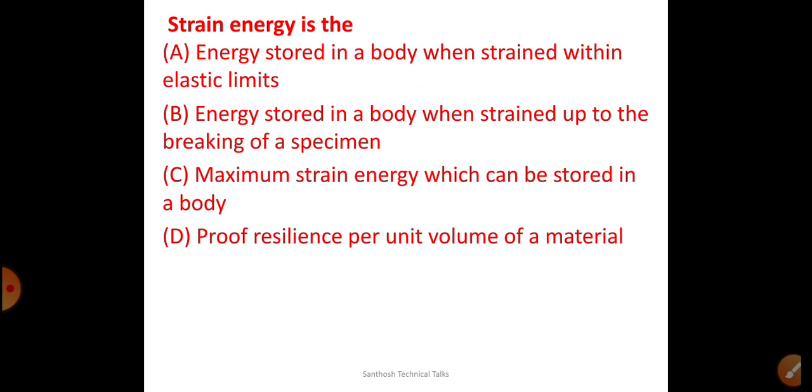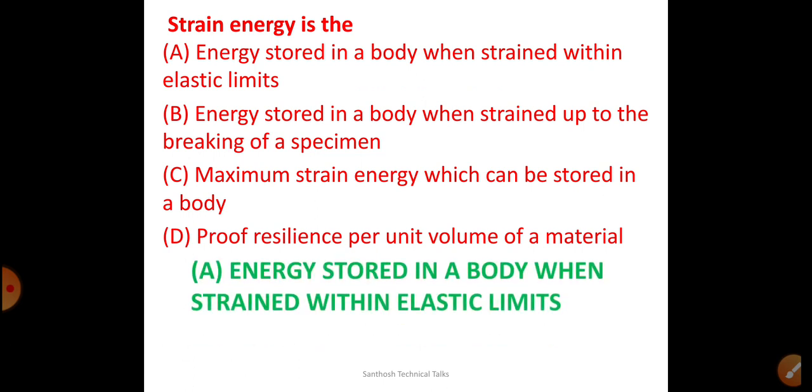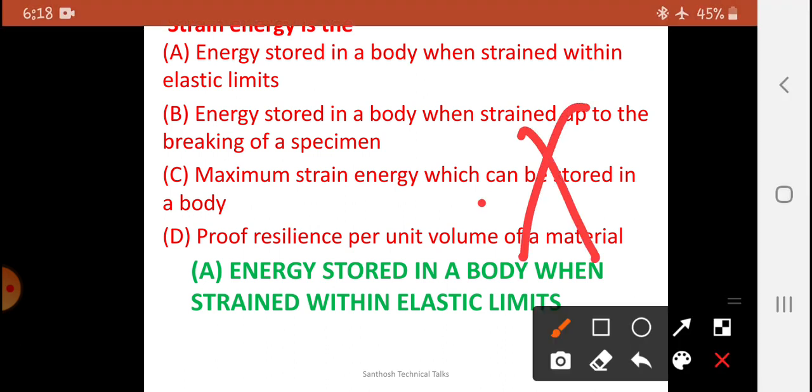Okay, next, the strain energy. Strain energy is the energy stored in a body when strained within elastic limit. So that is called strain energy. The strain energy stored in a body up to elastic limit is called resilience. The maximum strain energy that can be stored in the body is called toughness, and the proof resilience per unit volume is called modulus of resilience. Please make a note of this. So this is a very, very important question.